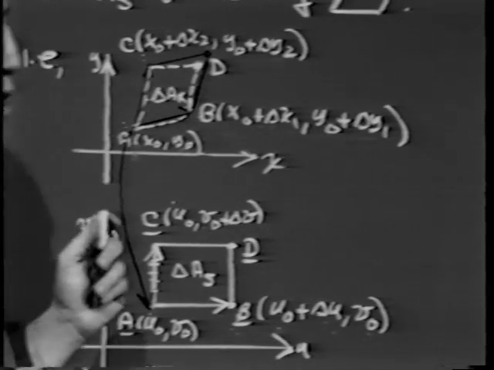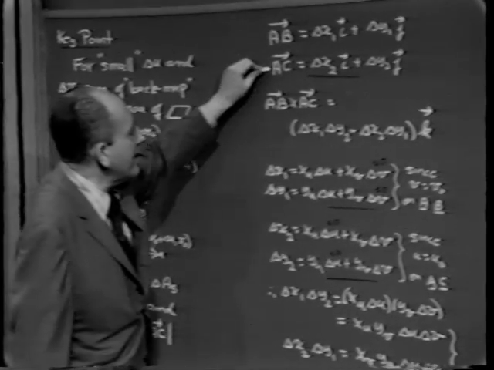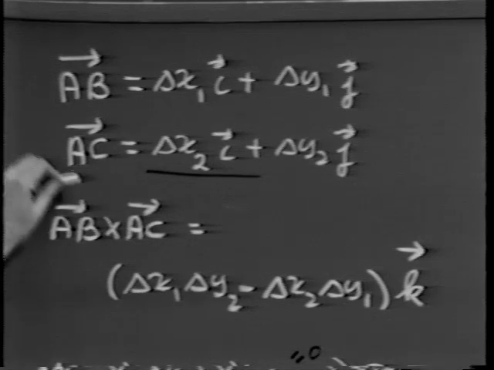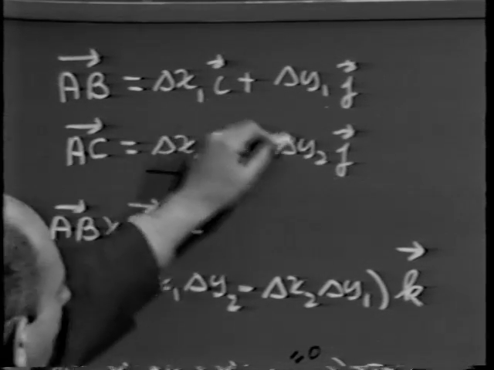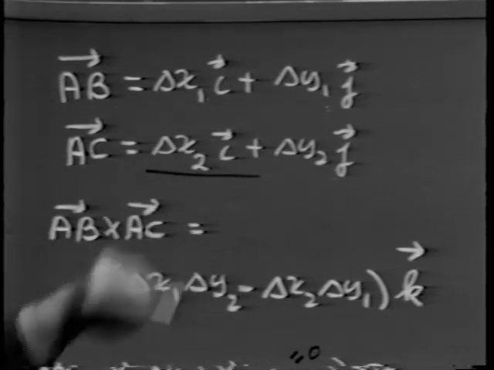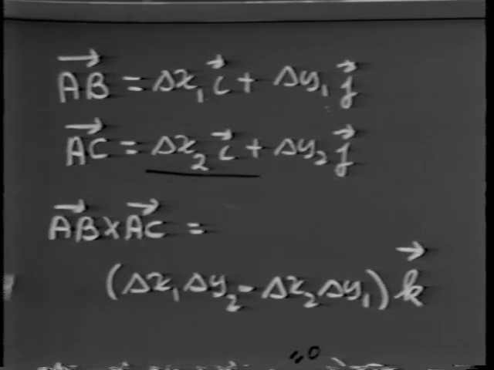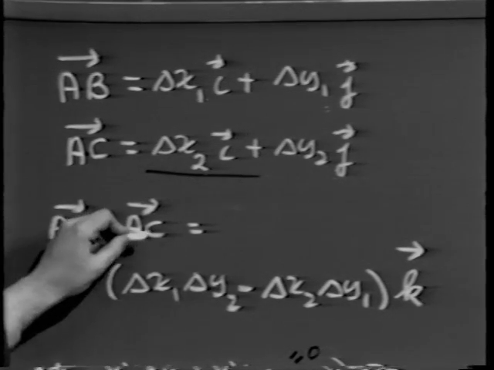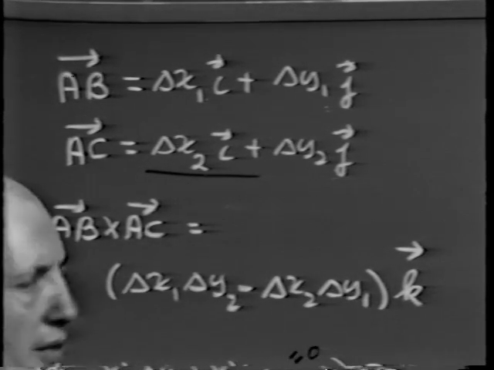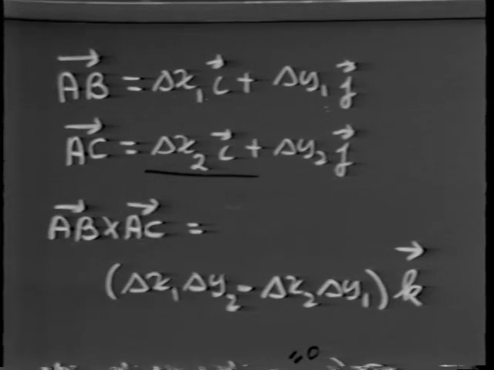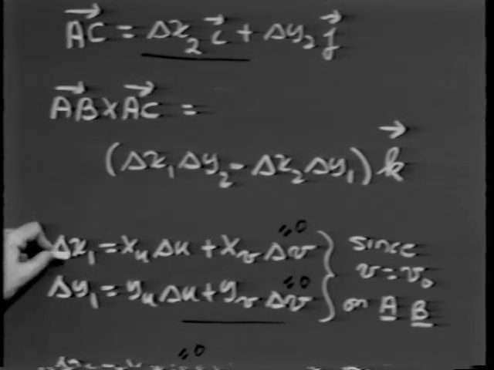In other words, to write this out so that you don't have to listen to how fast I'm talking, AB is this particular vector, AC is this particular vector, remembering that when we take a cross product, i cross i is 0, j cross j is 0, i cross j is k, and j cross i is minus k. Remember, for the cross product, we can't change the order of the terms from the order in which they appear. We then determine that AB cross AC is delta x1 delta y2 minus delta x2 delta y1 times the vector k, the unit vector in the z direction. Now, delta x1 is exactly, remember, we're looking at the parallelogram, which is a straight line.